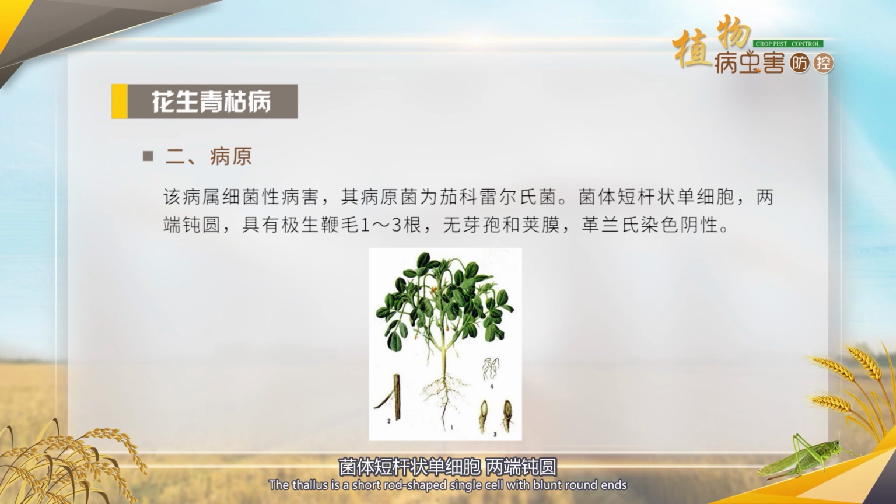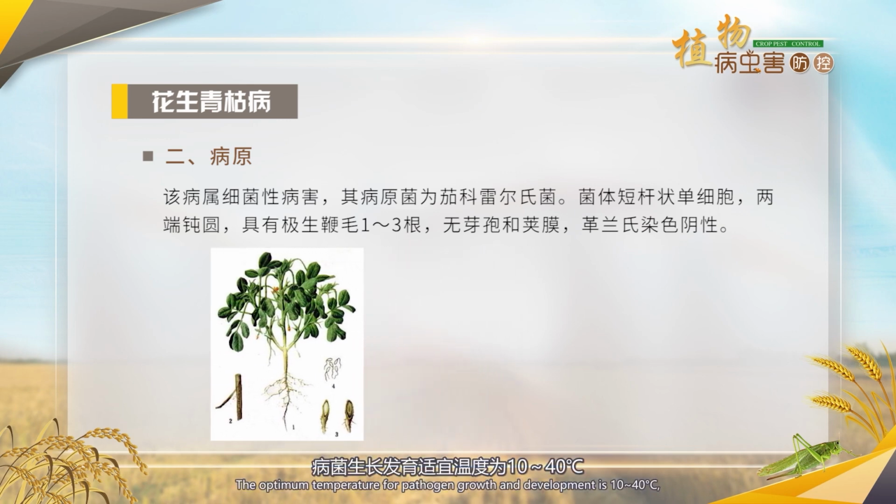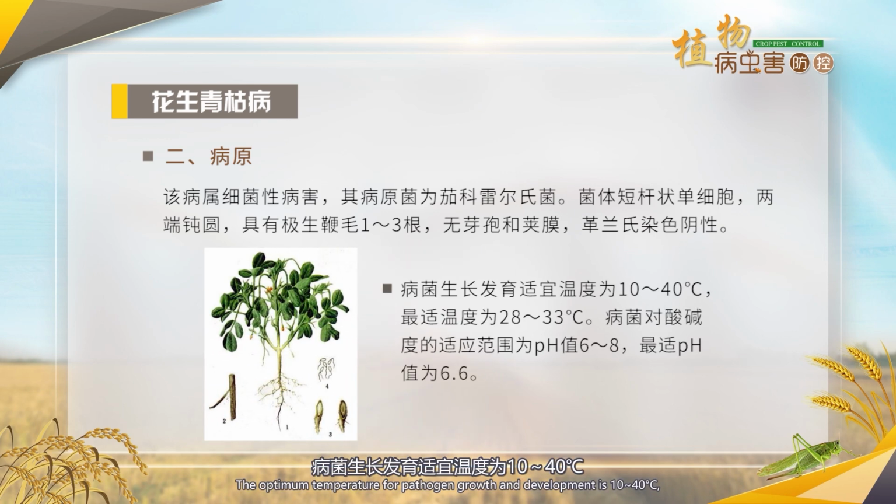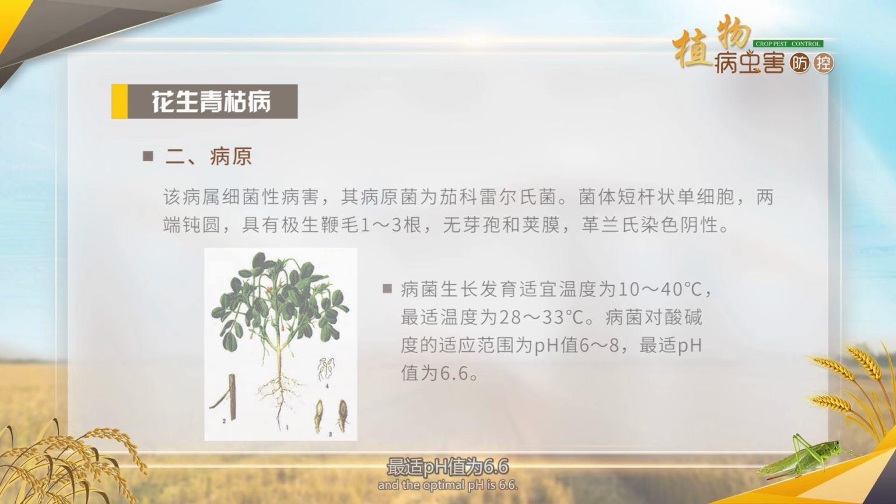The thallus is a short rod-shaped single cell with blunt round ends and 1 to 3 polar flagella, without spores and capsules. It is gram-negative. The temperature range for pathogen growth and development is 10 to 40 degrees Celsius, and the optimum temperature is 28 to 33 degrees Celsius. The adaptive range of pathogens is pH 6 to 8, and the optimal pH is 6.6.